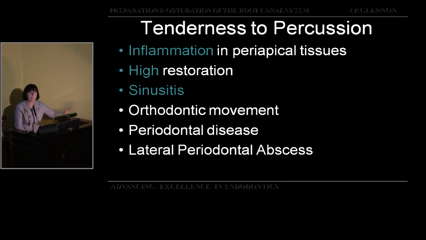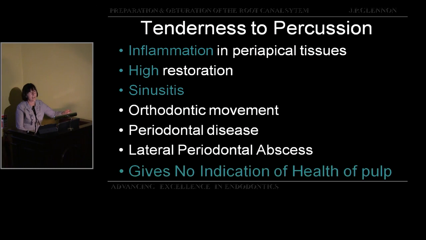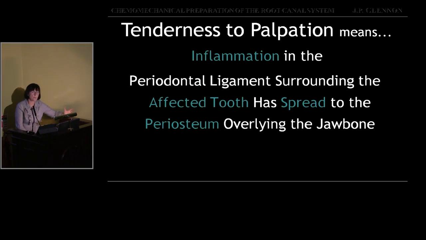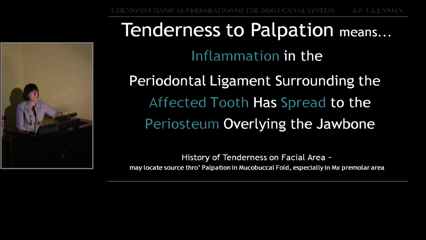What does our tenderness to percussion mean? It's telling us that there's inflammation in the periapical tissues, that's all. Could be high restoration, could be sinusitis, orthodontic treatment would be obvious, periodontal disease, lateral periodontitis, parafunction. It tells us absolutely nothing about the health of the pulp. Tenderness to palpation, that's really where the inflammation in the periodontal ligament has spread to involve the periosteum around the jaws and around the tooth. So it can be useful in the maxillary premolar area particularly.